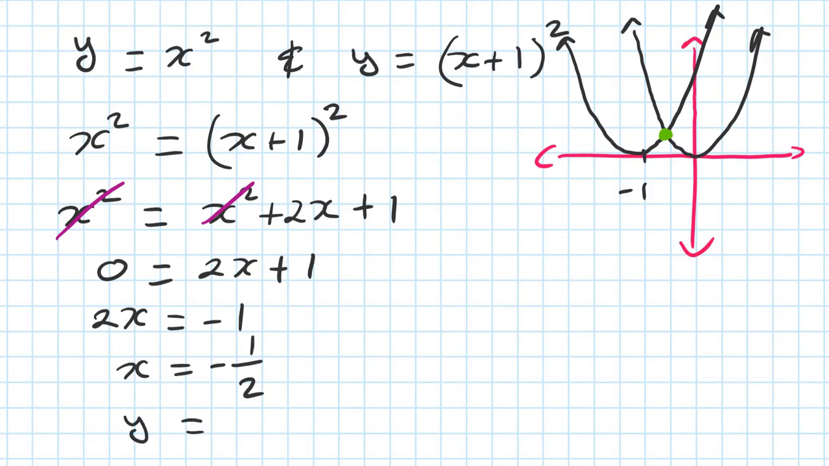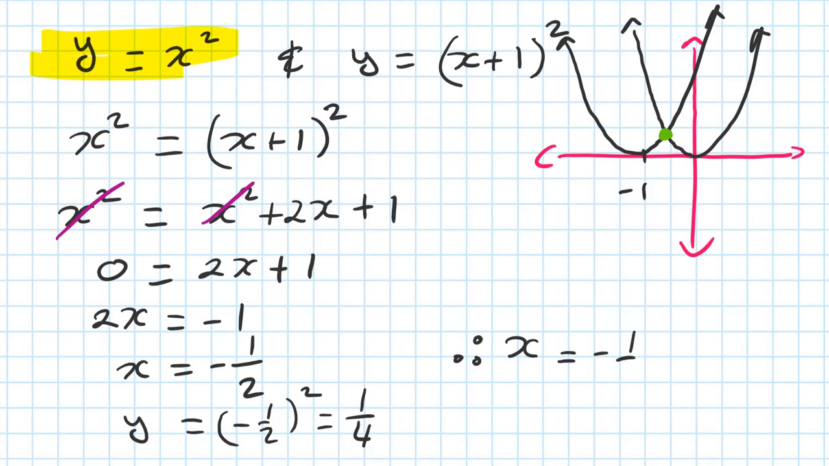I can substitute into the first equation, which is easier. Of course, you can substitute into the other one, there's nothing wrong with that, but this is easier. So we put negative a half all squared, which is a quarter. Therefore, x is equal to negative a half and y is equal to a quarter. That is the point of intersection here. Negative half, and y equals a quarter, is here somewhere.